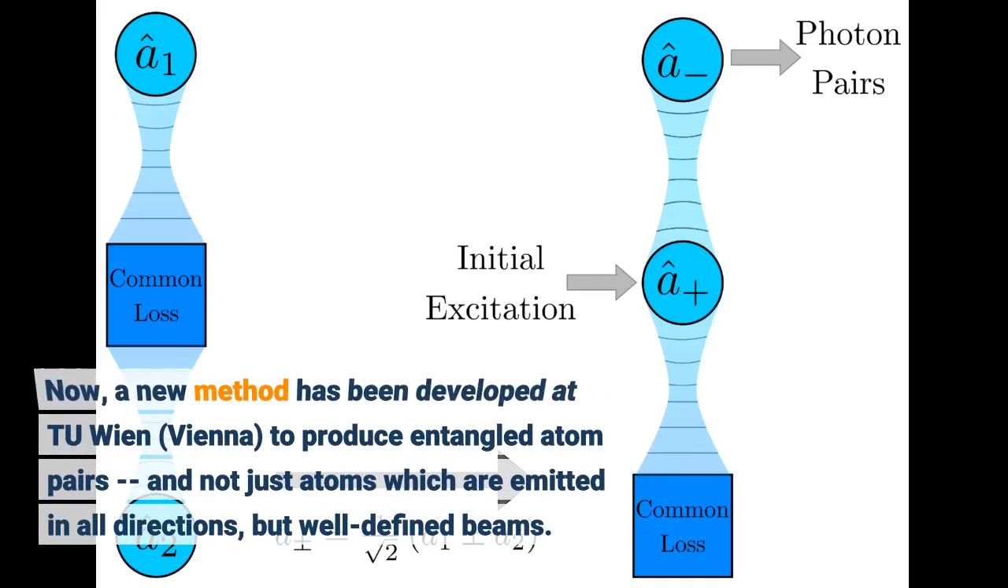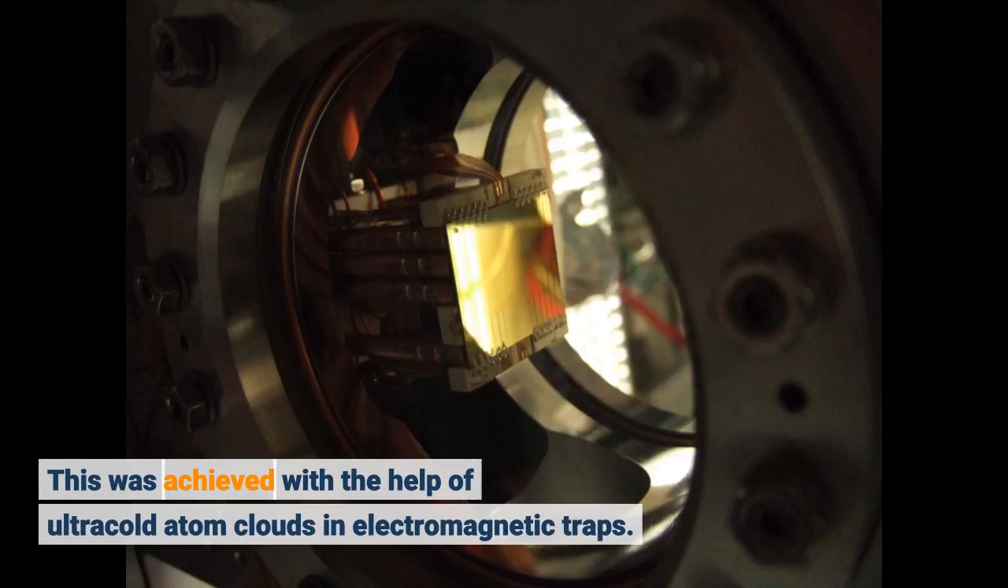Now, a new method has been developed at TU Wien, Vienna, to produce entangled atom pairs, and not just atoms which are emitted in all directions, but well-defined beams. This was achieved with the help of ultracold atom clouds in electromagnetic traps.